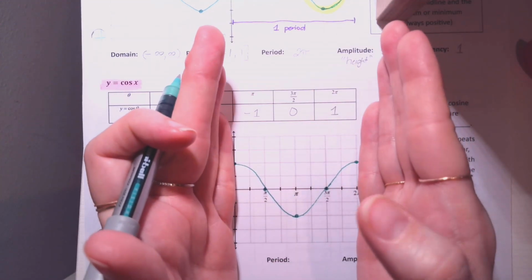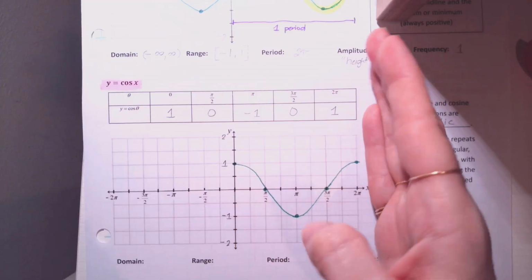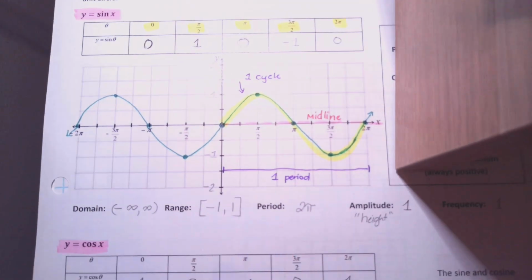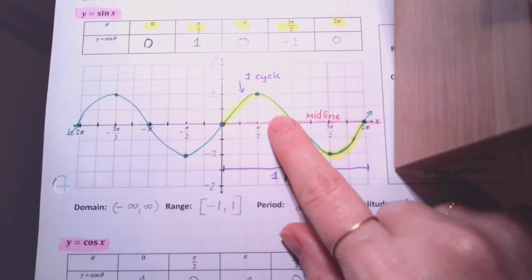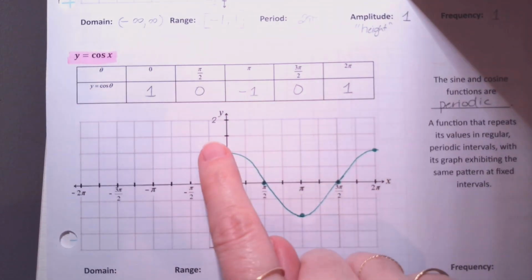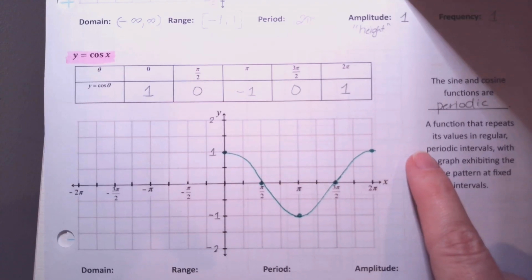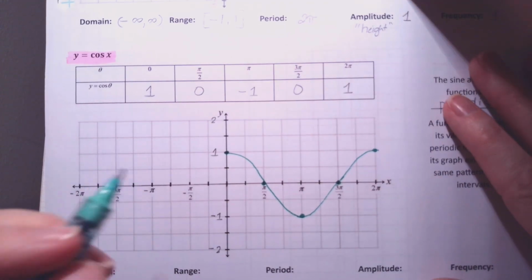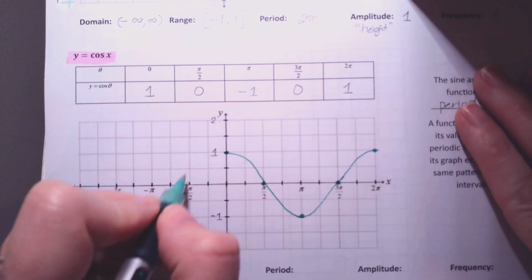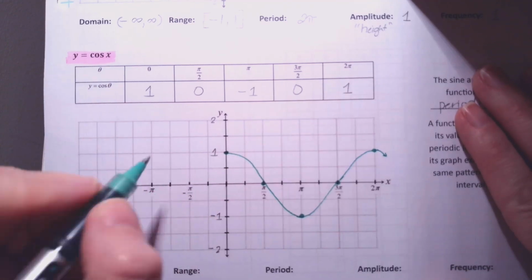One cycle of it looks different than it did for sine. If you go back and look at what the sine looked like, the sine started at 0, went up, came back down, and then goes back to 0. Whereas cosine starts high and then goes low and then comes back up again. And again, just like sine, it would actually continue if you went more to the left.